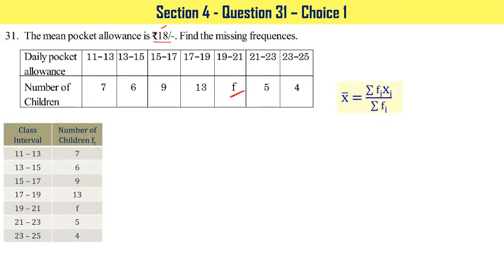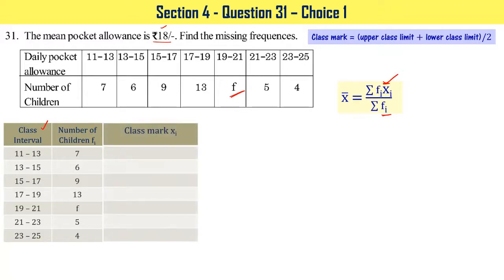We know that the mean x bar is defined as sigma fi xi divided by sigma fi, where fi is the frequency of the given class and xi is the class mark. Here we know the class interval, that is 11 to 13, 13 to 15. We have to find the class mark. Class mark is defined as upper class limit plus lower class limit divided by 2. The class mark for the first class is 11 plus 13 divided by 2, that is equal to 12.